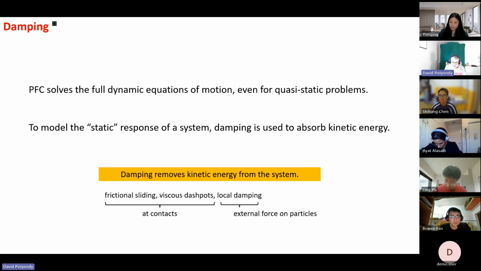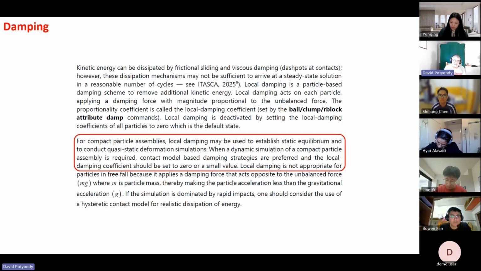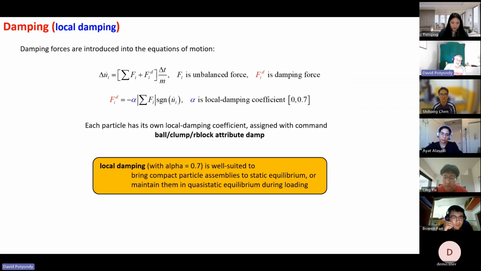We also have something called local damping. And that doesn't care about the contacts. It's going to actually apply a special external damping force to make the particles stop vibrating. So let's unpack this. This is talking about some issues about local damping and stuff. You can read that on your own. Here's the idea of local damping. Don't look at the equations here. Just think of the idea.